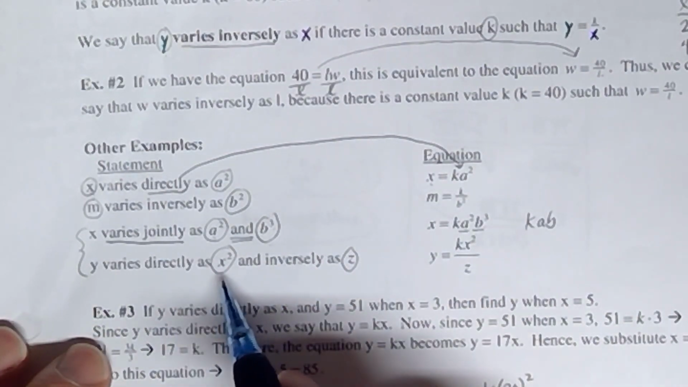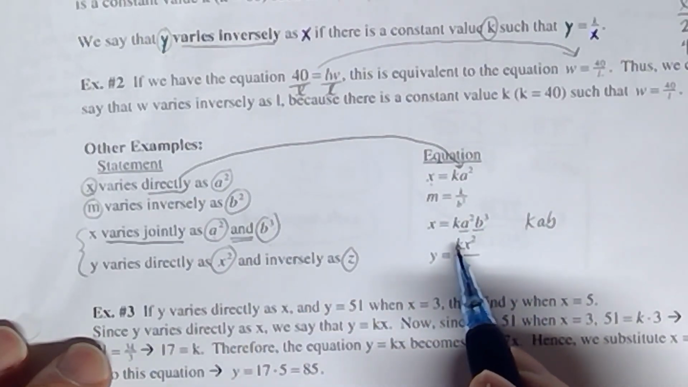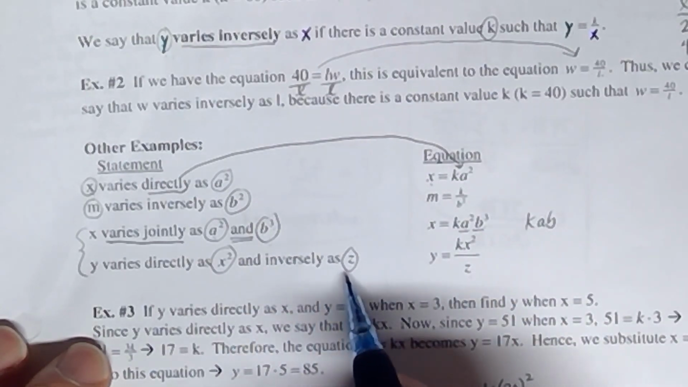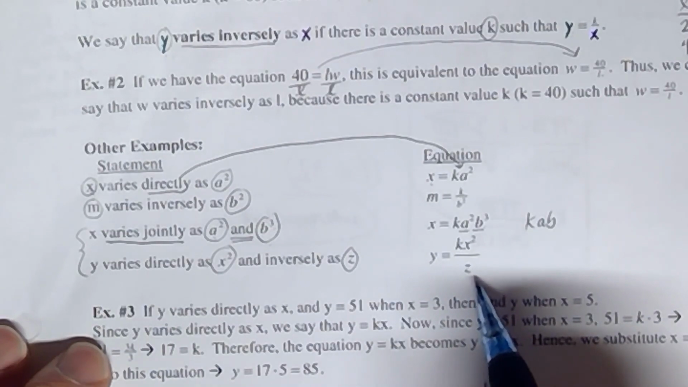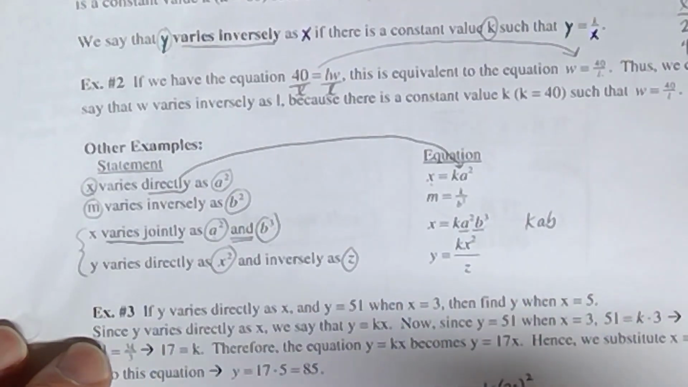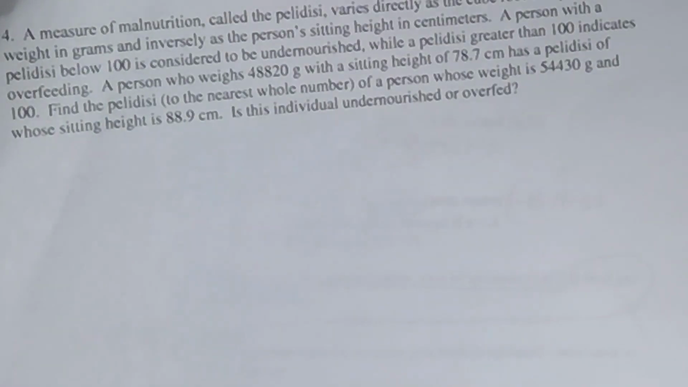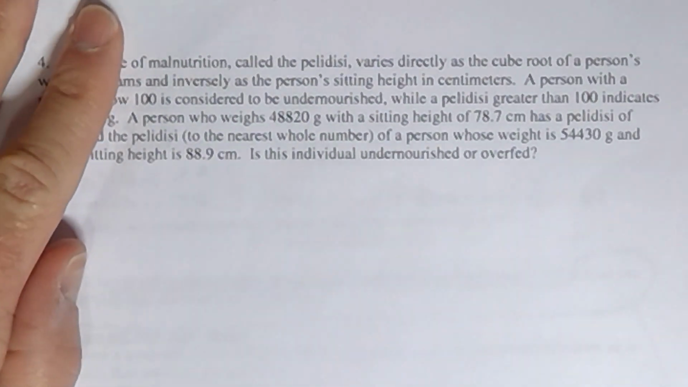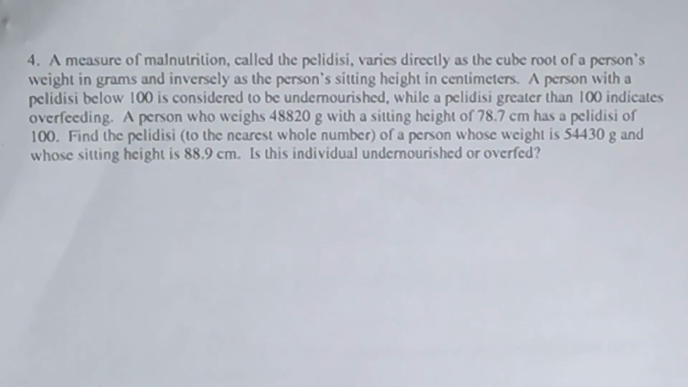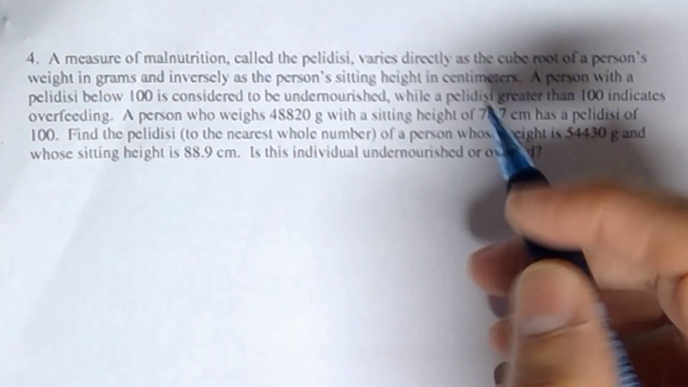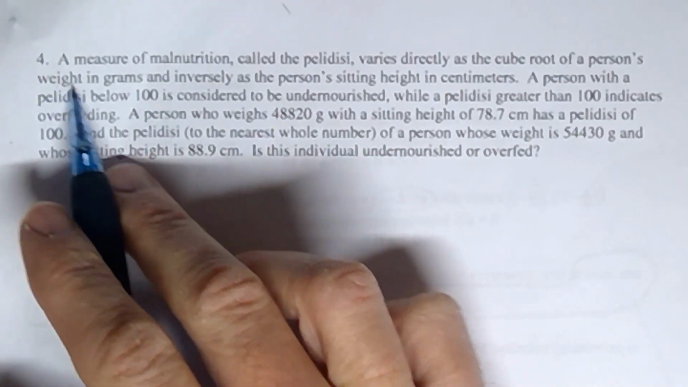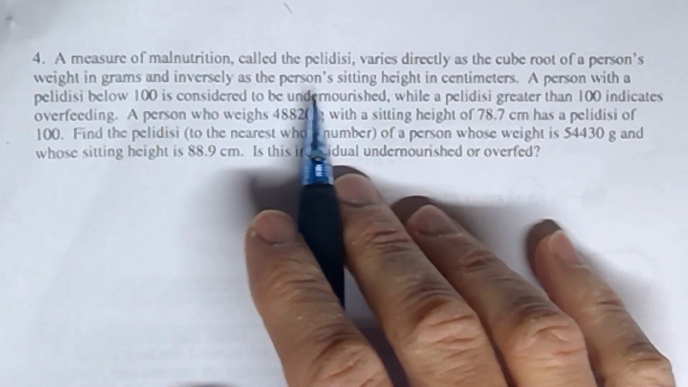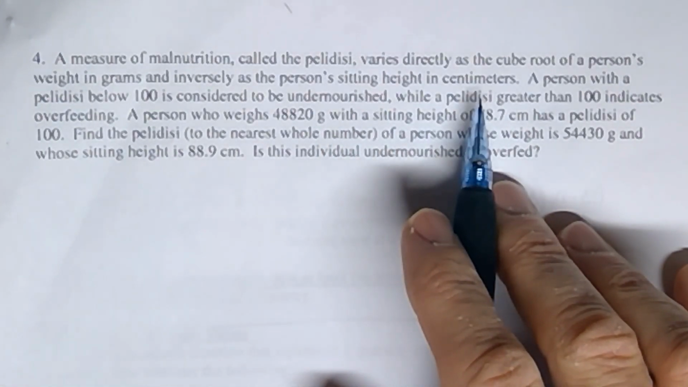So directly as x squared is multiplied by the k. Inversely is z, and that means you're dividing by z. Let's keep that in mind because we're going to have a similar setup in problem number 4. Let's read the problem. It says a measure of malnutrition called the pelodicee varies directly as the cube root of a person's weight in grams and inversely as a person's sitting height in centimeters.